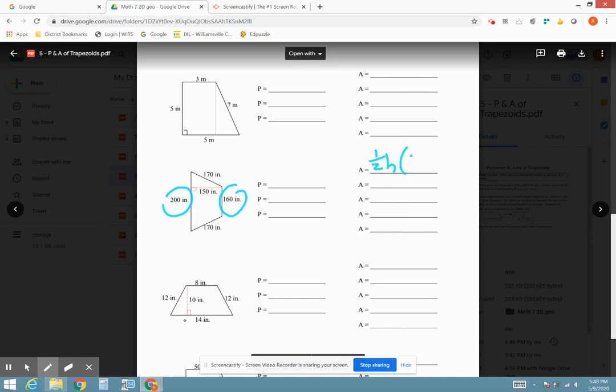So since I'm talking bases, I know one base is 200, the other base is 160. My height's measured straight up and down. So I'm kind of like flipping this in my brain. If you can't flip it in your brain, redraw it. Okay, and then just relabel it. You are more than welcome to do that. I'm able to flip it in my brain, so that's what I do.